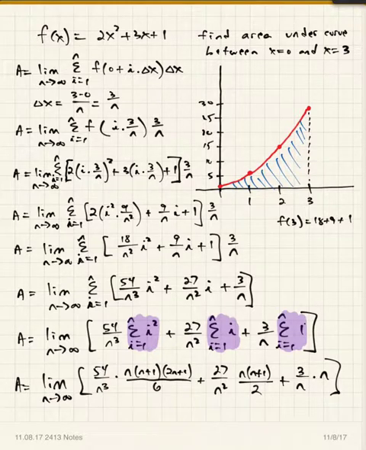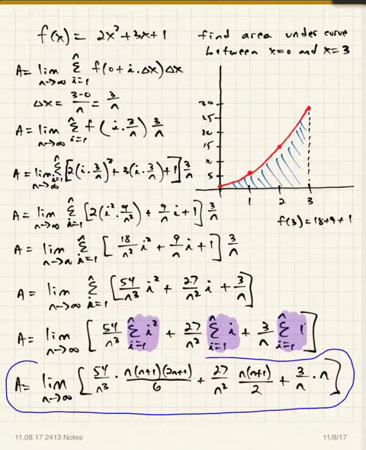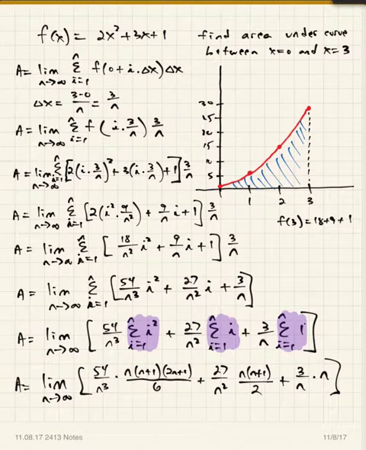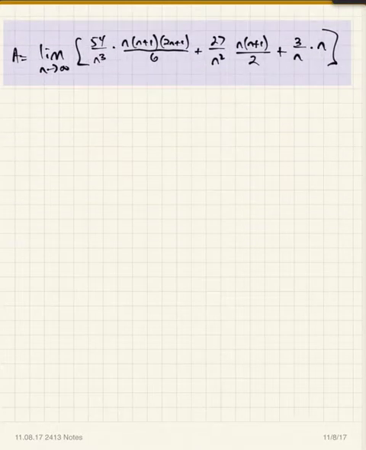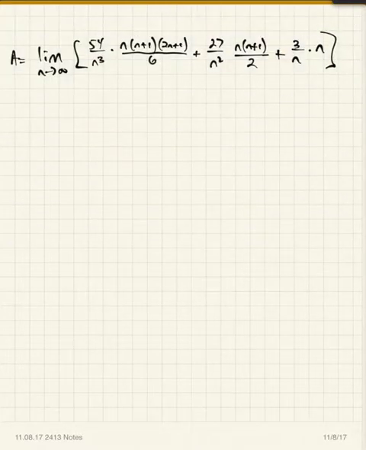So you have that really ugly expression right there. I'm going to go ahead and copy this and paste it into the next page. So I'm going to copy it, go to the next page, and paste it. There we go.